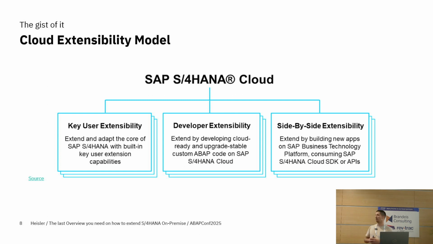And the last one, side-by-side extensibility, basically means that we move at least one part of our application to another platform. Doesn't matter if it's the logic, the UI, or the persistence, we move it to, for example, the BTP.